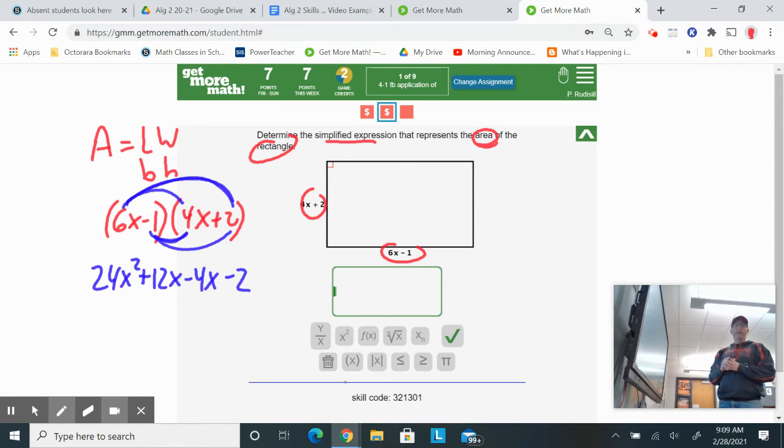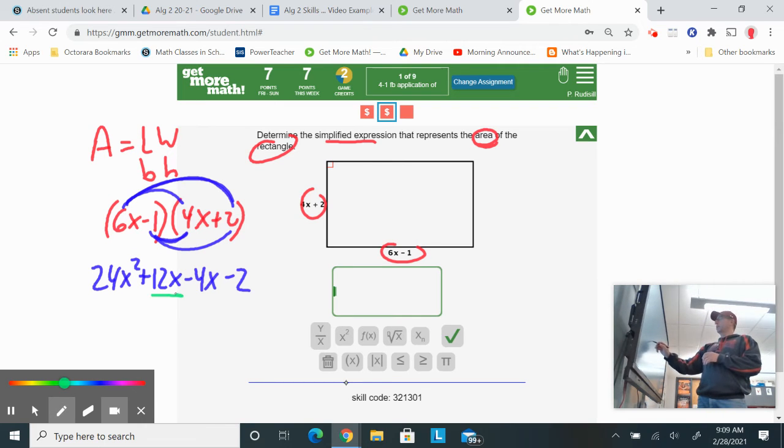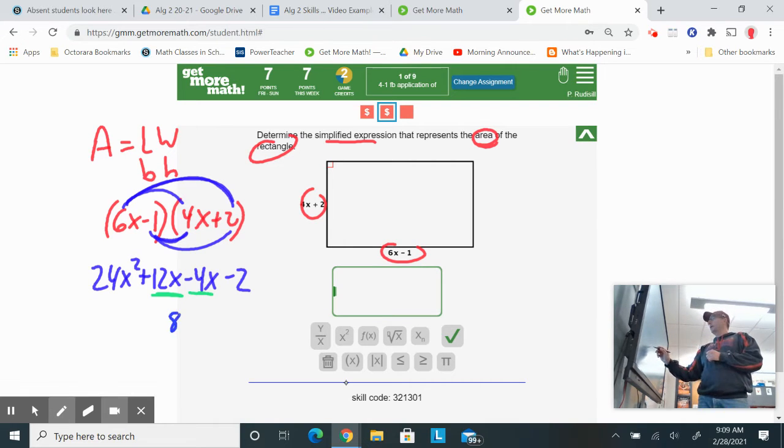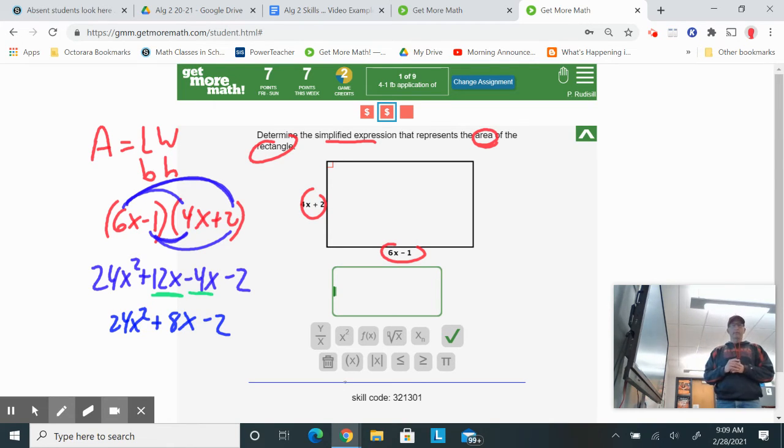Now, before I tap that in, I look to simplify. Are there any like terms? And the answer is yeah, there's like terms. I have 12x's, I have negative 4x's, which gives me positive 8x there. So my final simplified answer would be this.